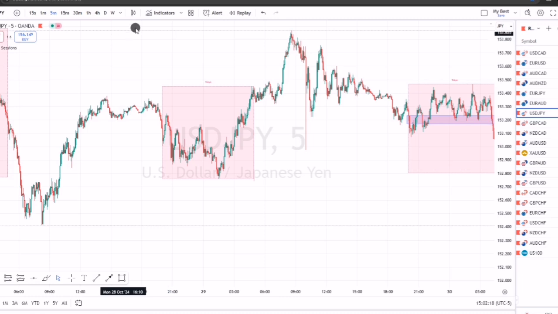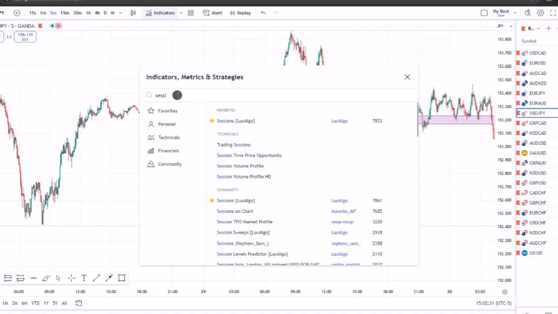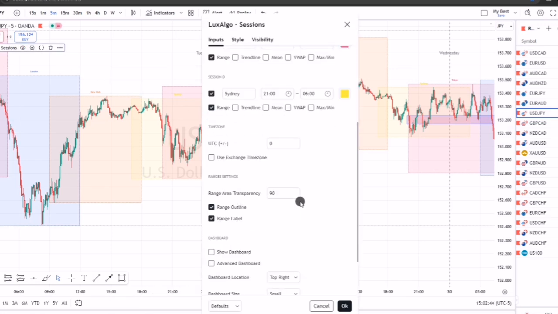Let me just show you how to set up this indicator. I don't remember showing you. This is the TradingView platform. Just go to indicators and type sessions. It is this one, sessions. It's written Lux Algo in square brackets. You just click there, and then after clicking there, it's going to appear like this. Go to the settings of the indicator.